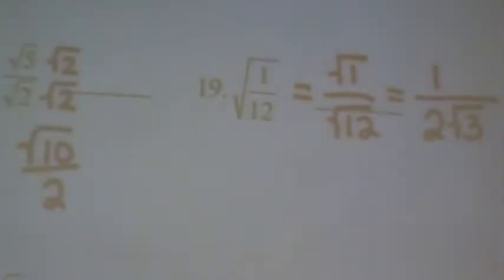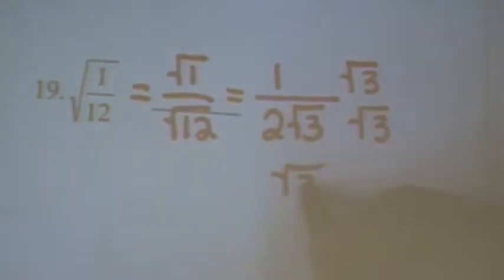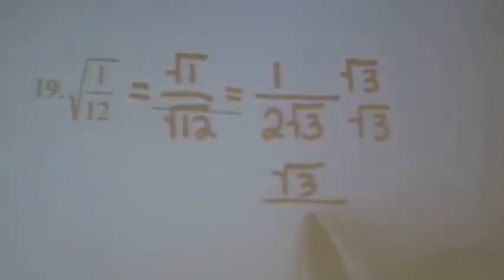Now I want to rationalize the denominator. What do I need to get rid of? Just that square root of 3 is the problem. So I multiply square root of 3 here, square root of 3 here, and you get square root of 3 over 6. 6, good job. 2, and then the 3 got the partner.